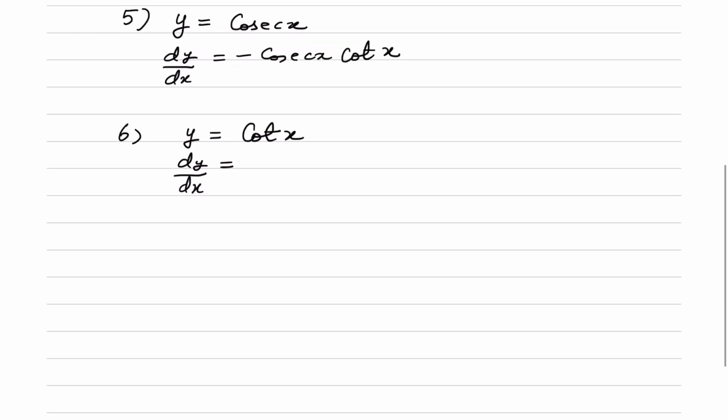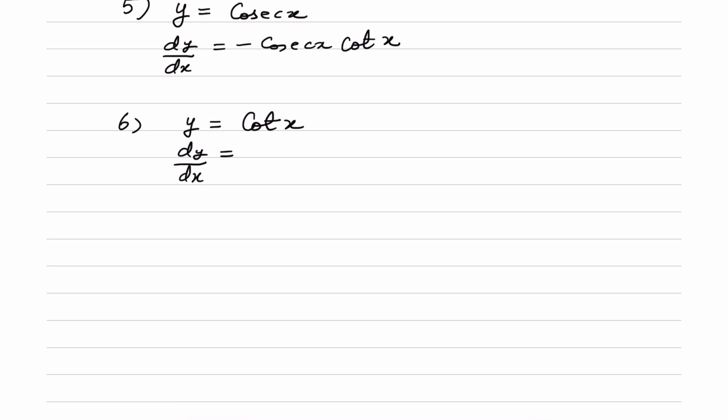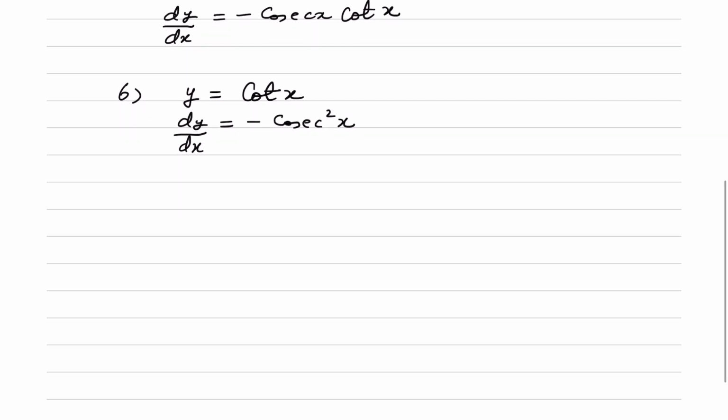Then we have the cot x function. This starts with c, so its derivative will have a negative sign, and the derivative of cot x is minus cosecant square x. We will be using these derivatives to find the derivative of functions involving combinations of these 6 trigonometric functions. Let's attempt a question.